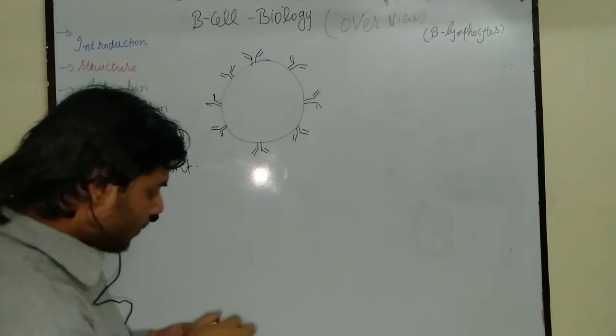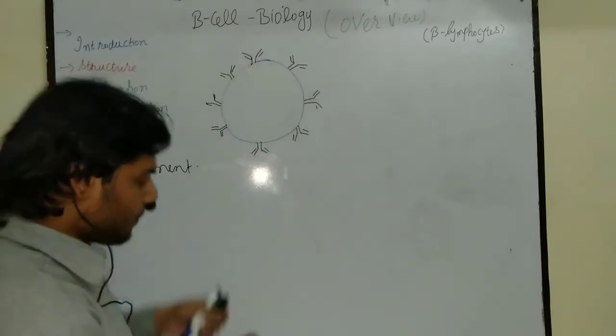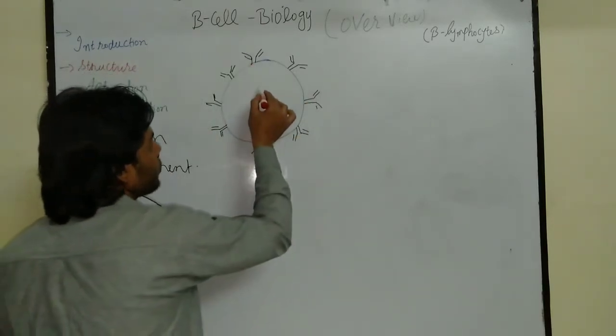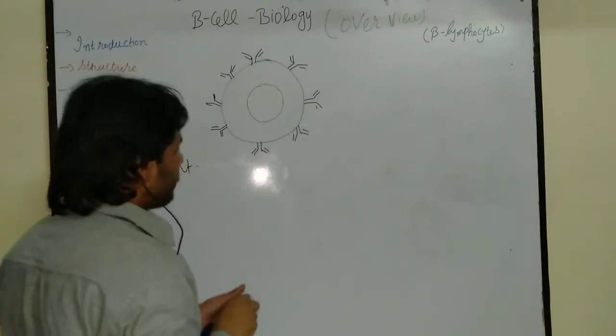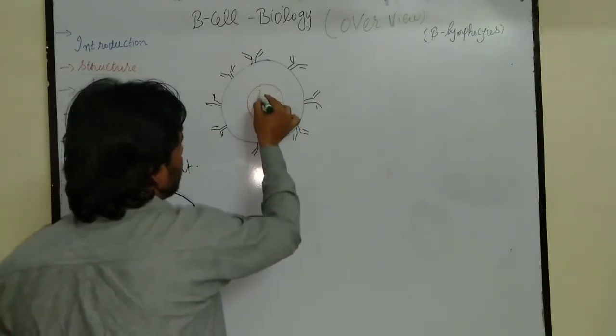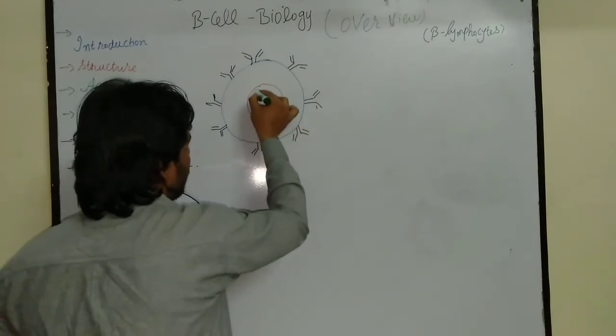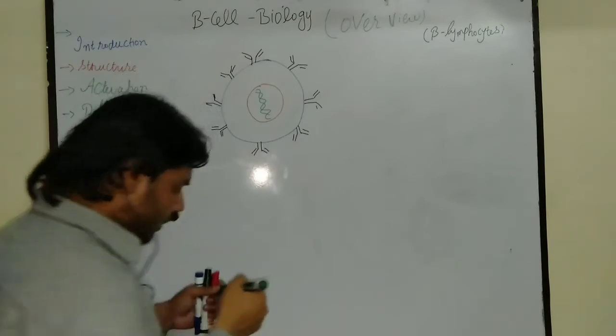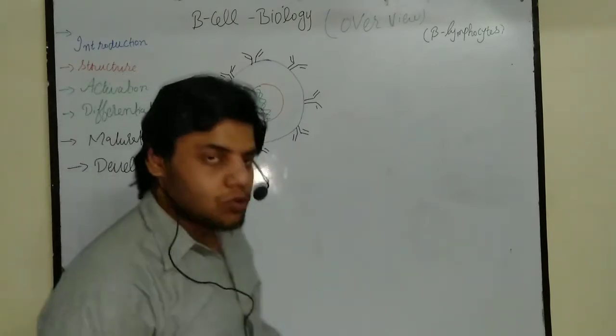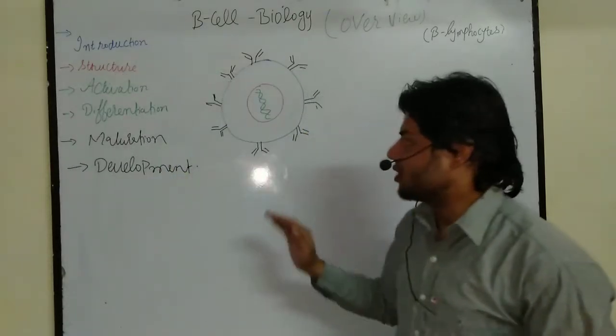So, moreover, this B cell has all these receptors, and it also has the nucleus portion, as you can see, and inside the nucleus it has the genetic material, which is the DNA. Okay, so this is actually the B cell structure.